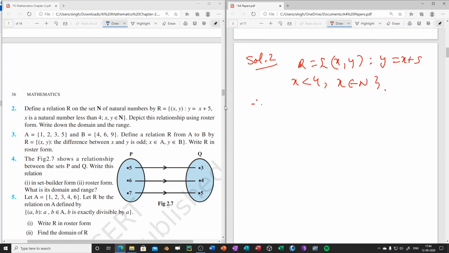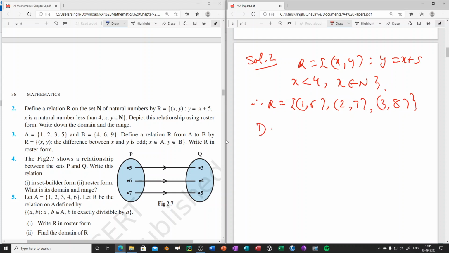Therefore R equal to, now what are the natural numbers less than 4? 1, 2 and 3. When we take x as 1, y will be 1 plus 5, that is 6. When we take x as 2, y will be 2 plus 5, that is 7. When we take x as 3, y will be 3 plus 5, that is 8. So this is our relation R. We cannot go further beyond that because it is given to us that x will be less than 4. Now we have to write down the domain and range.